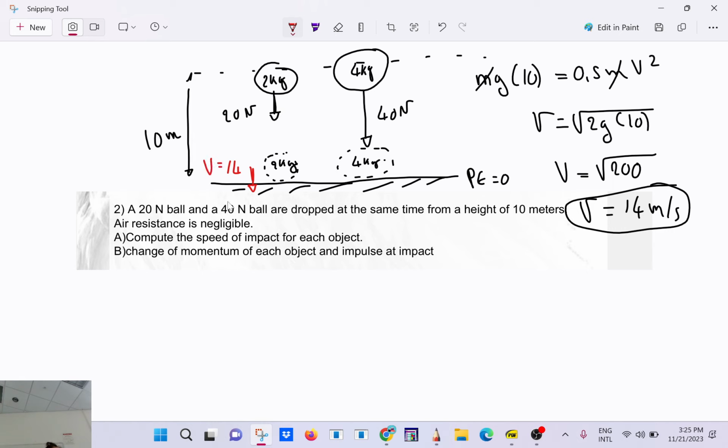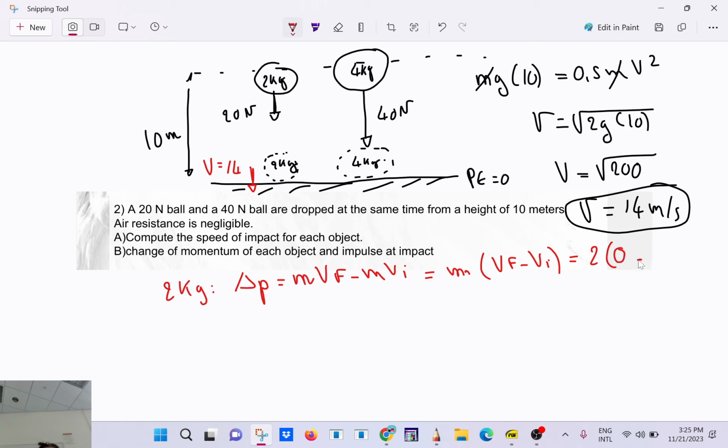Okay, the change of momentum for the 2 kilograms, how much is it going to be? Remember, change means final minus initial. So it's going to be the final momentum minus initial momentum, so the mass times final velocity minus initial velocity, right? So the mass is 2. What's the final velocity? It's going to be 0 minus 14. So the change in momentum for the 2 kilogram is going to be minus 28.